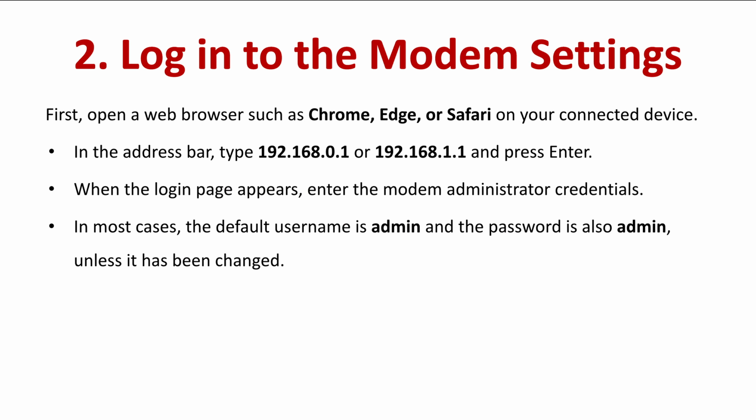Step 2, log into the modem settings. First, open a web browser such as Chrome, Edge or Safari on your connected device. In the address bar, type the modem's address and press enter. When the login page appears, enter the modem administrator credentials. In most cases, the default username is admin and the password is also admin unless it has been changed.